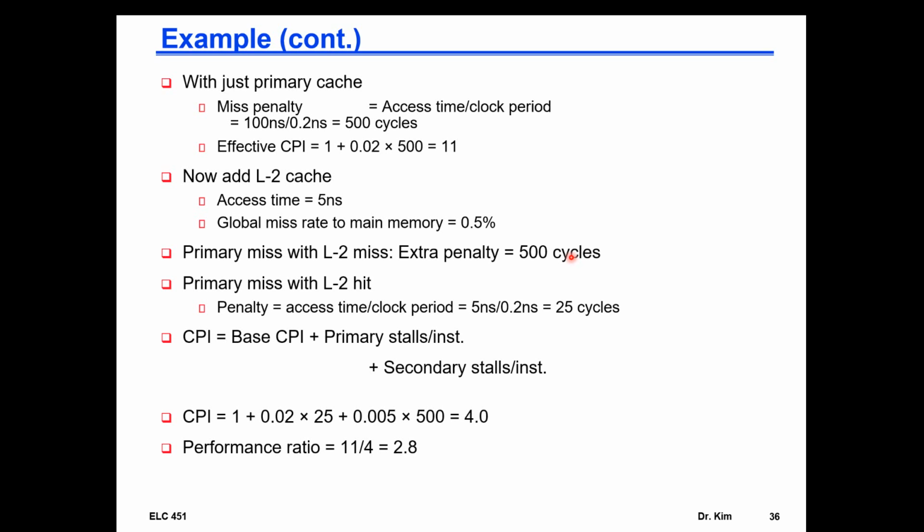But what happens if we have a miss on level 1, but we have a hit on level 2? Then the penalty, instead of being 500 cycles, becomes 25, because now the next level after level 1 has an access time that is not 100 nanoseconds anymore, it is 5.